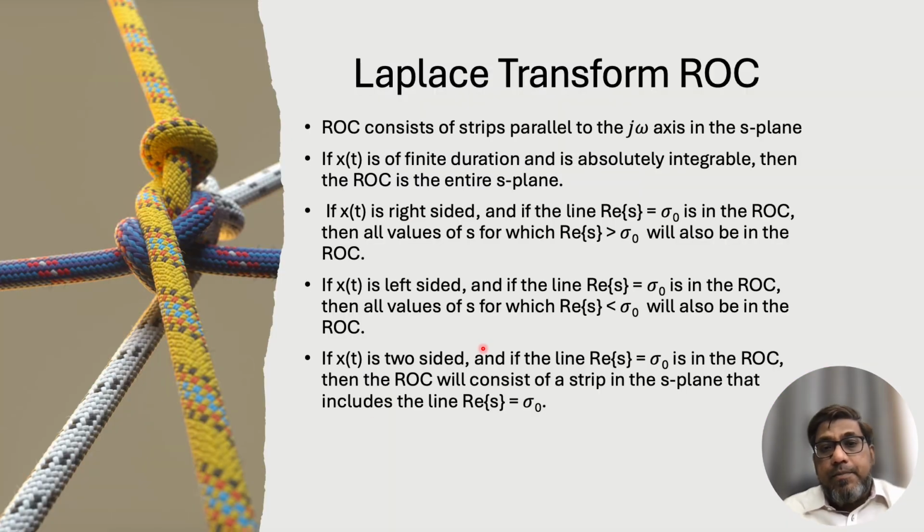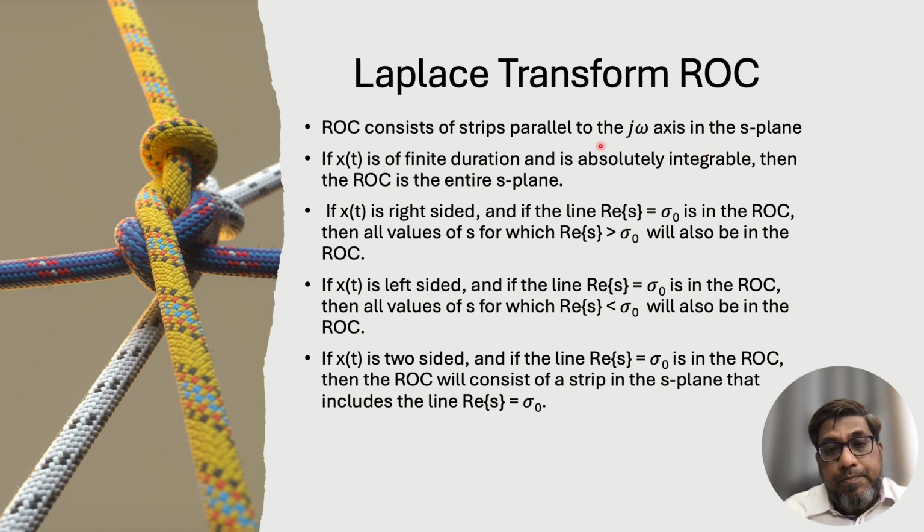So to summarize, we have seen signals of different types. The first is we have seen signals which are right-sided, left-sided, two-sided, and finite duration signals. And in all these cases, when we look at the Laplace transform, what we notice is that the Laplace transform's ROC is in the form of rectangular strips which are parallel to the j omega axis.